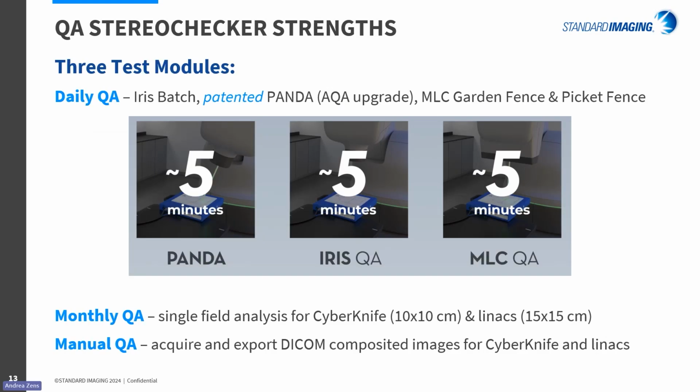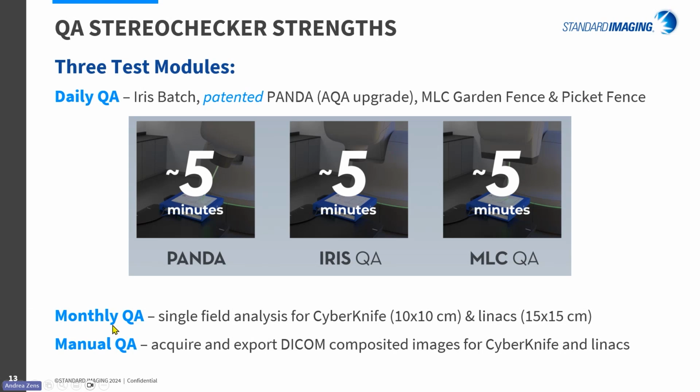As shown here, you have three test modes: the daily QA for CyberKnife, which is the iris batch, our patented Panda test, which is an upgrade of that daily targeting accuracy, the AQA test that Accuray recommends or requires on a daily basis if you're going to be using a 3D second check software. And we also do the MLC garden fence against metrics and the qualitative picket fence test.